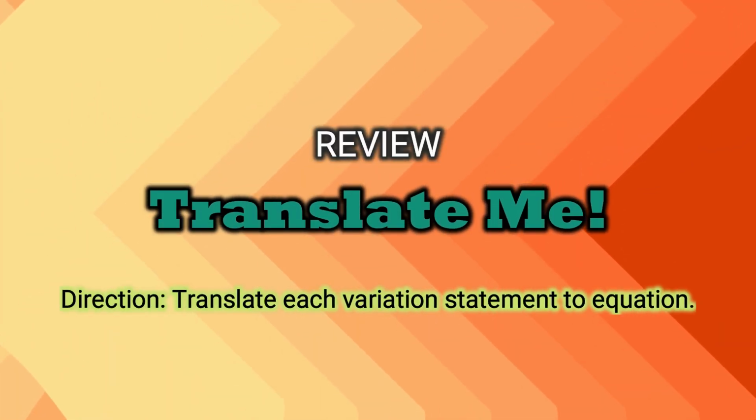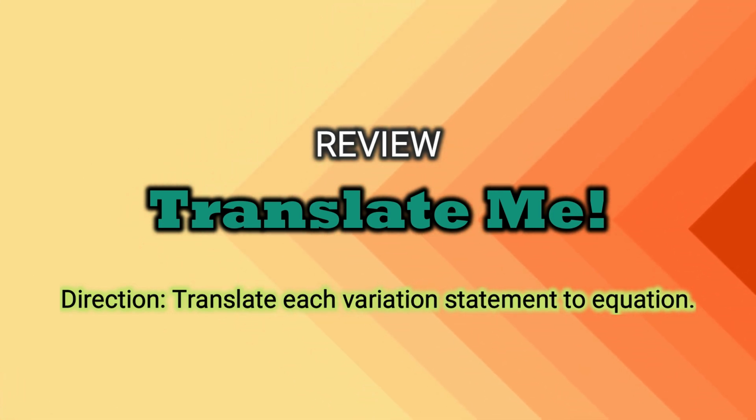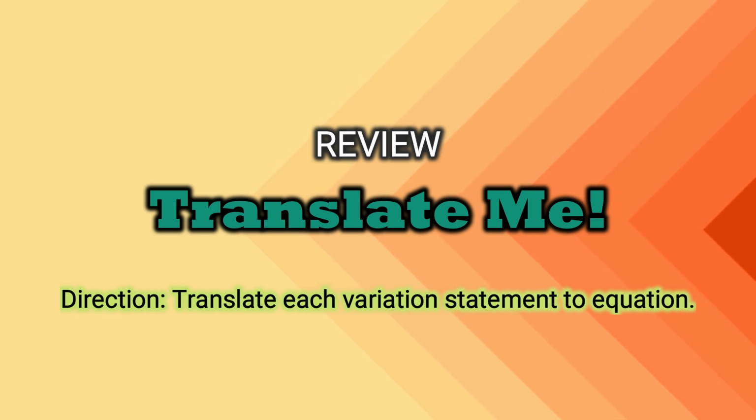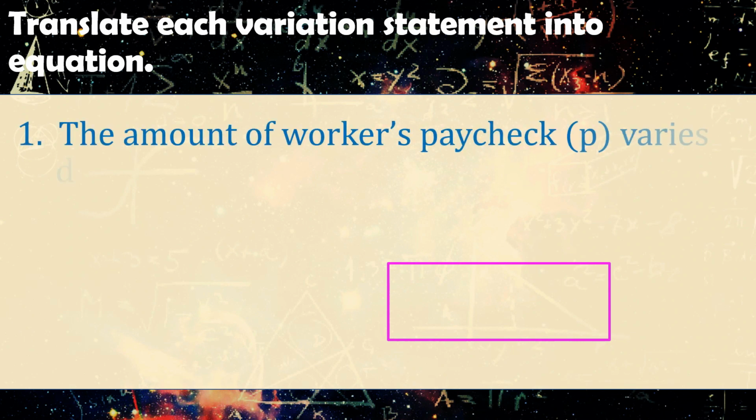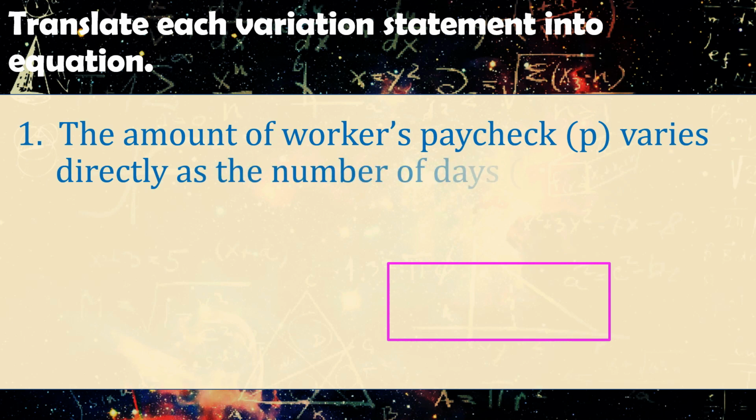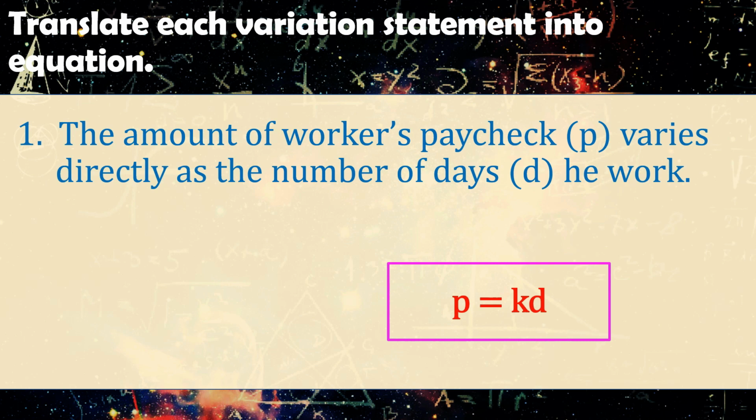And now, let us recall our previous lesson. In this activity, you are going to translate each variation statement into equation. Number 1. The amount of worker's paycheck P varies directly as the number of days D he worked. Your answer is correct. That is P is equal to K times D.